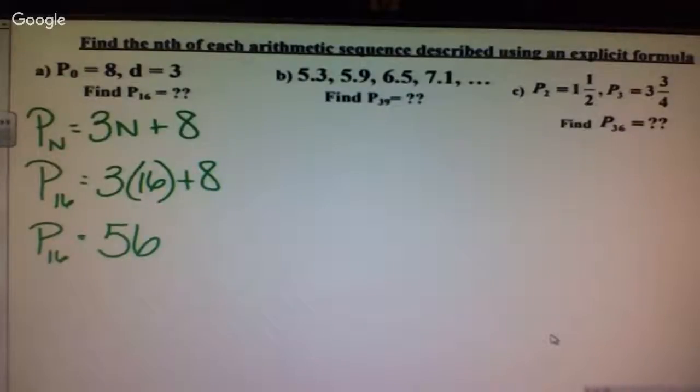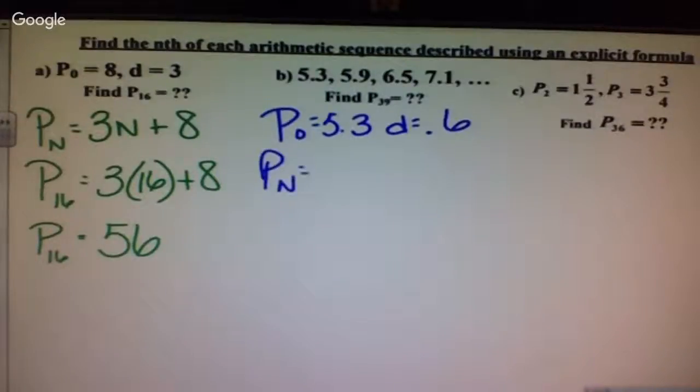Okay, when they just give you the sequence, what's P sub 0? Just like we did in the last one, 5.3. I also need to find my D value. 0.6. So they didn't give you the information that you want. You have to actually figure it out. But now I can create my equation. P sub n equals 0.6n plus 5.3. So you have to do a little bit more exploration here.